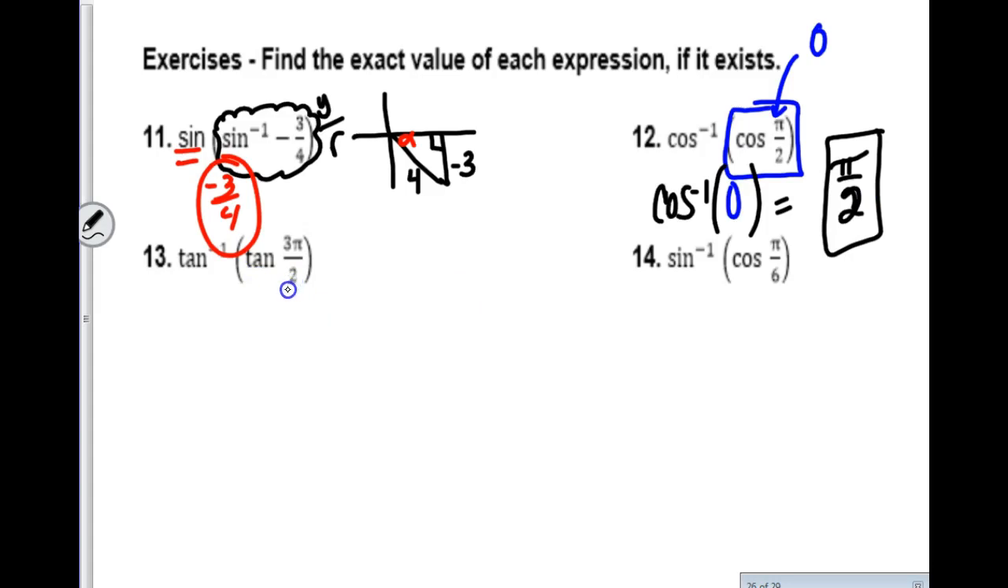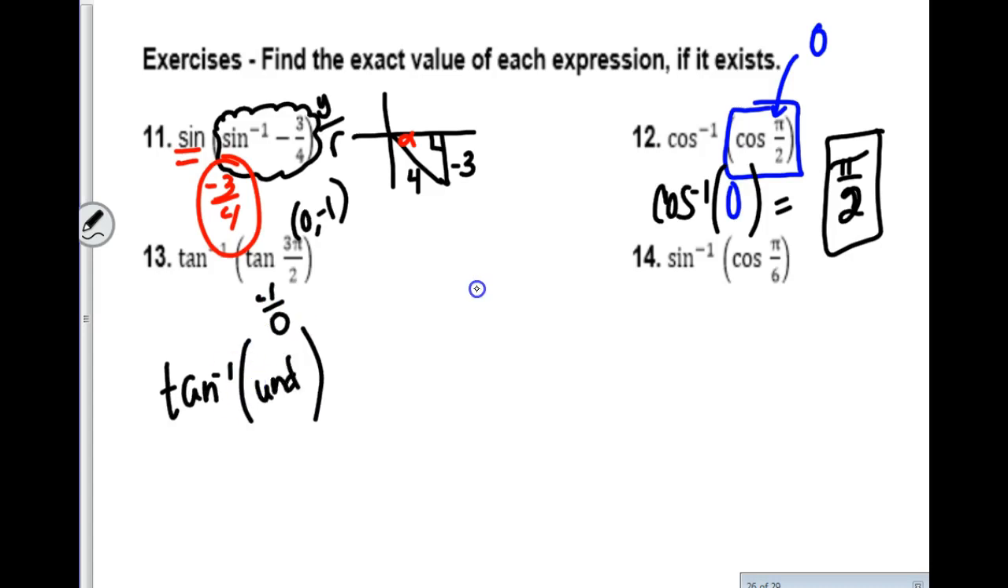Tangent at 3 pi over 2. So straight off the unit circle, what is the tangent value at 3 pi over 2? So remember, this is the ordered pair 0, -1. So the tangent of that would be -1 over 0, which is undefined. So this next part of the question says, where is your tangent function undefined?